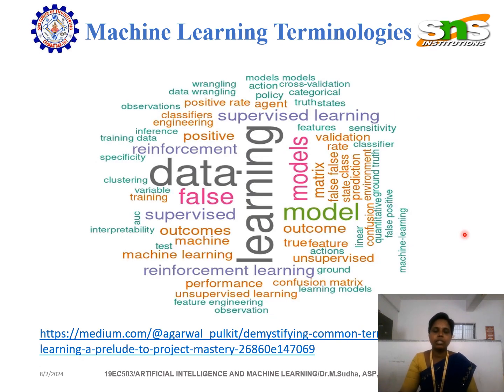Next, machine learning terminologies. Till now we have seen many basic terminologies and technical words. Here some technical words are listed, the terminologies of machine learning. Data wrangling, where raw data is converted to convenient data, then models, positive rate, agent, classifiers, supervised learning. In the types of machine learning we have seen supervised, unsupervised, semi-supervised, and reinforcement learning, right? Those are the learning models.